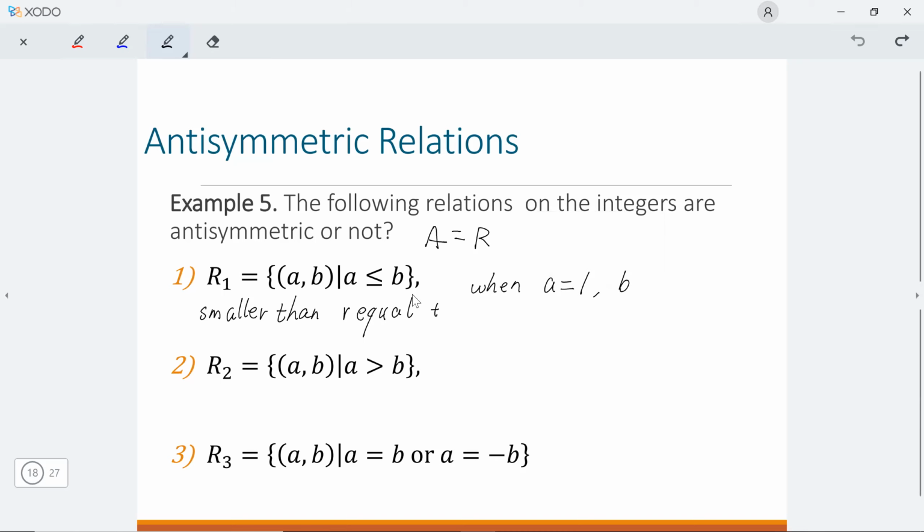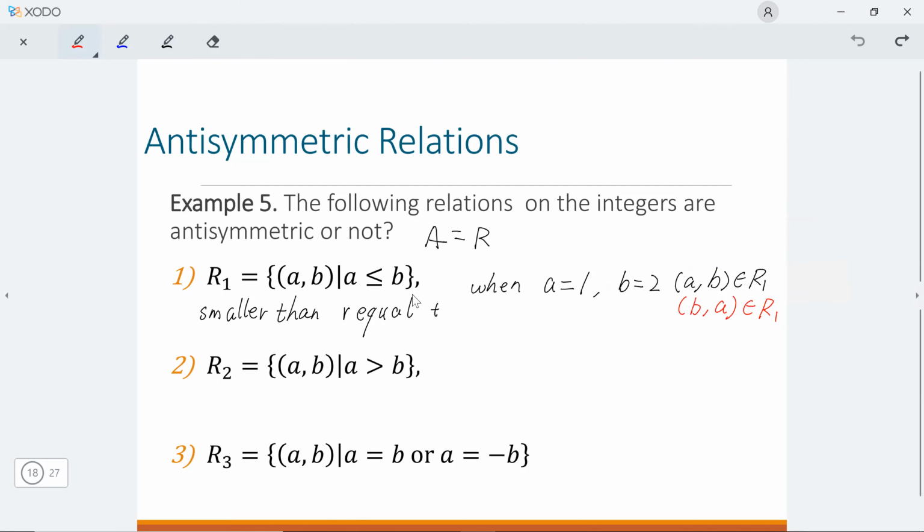However, when we check the flip of them, (B, A), we find that (B, A) is not in our relation, because we don't have 2 smaller than or equal to 1. So although we have (A, B) in R1, we don't have (B, A) in R1. That means this is not the example we need to check the anti-symmetric relation.